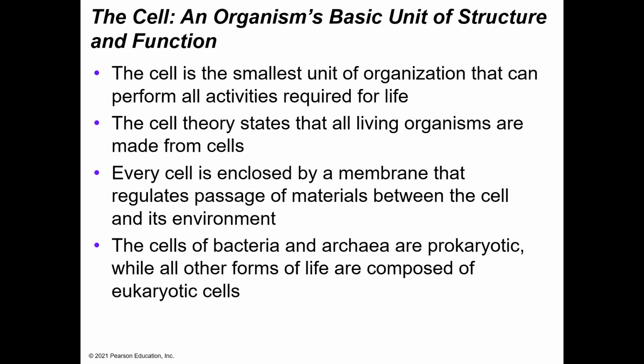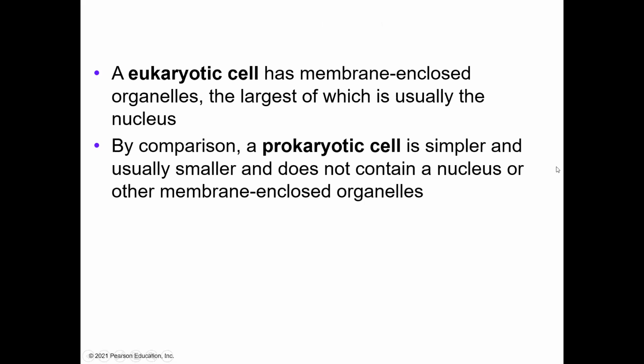So there are different kinds of cells. The cells of bacteria and archaea are prokaryotic, while all other forms of life are composed of what we call eukaryotic cells. So let's go over what those mean. Let me do prokaryotic first. The word prokaryotic: pro means before, and karyotic means to have a nucleus. So prokaryotic cells are cells that evolved before they had a nucleus.